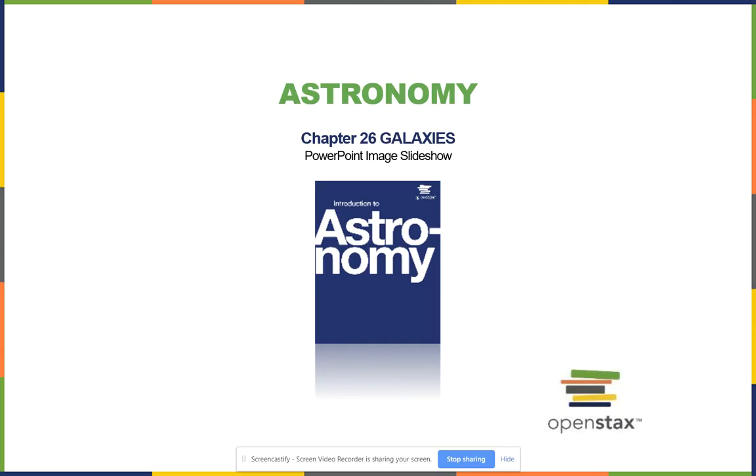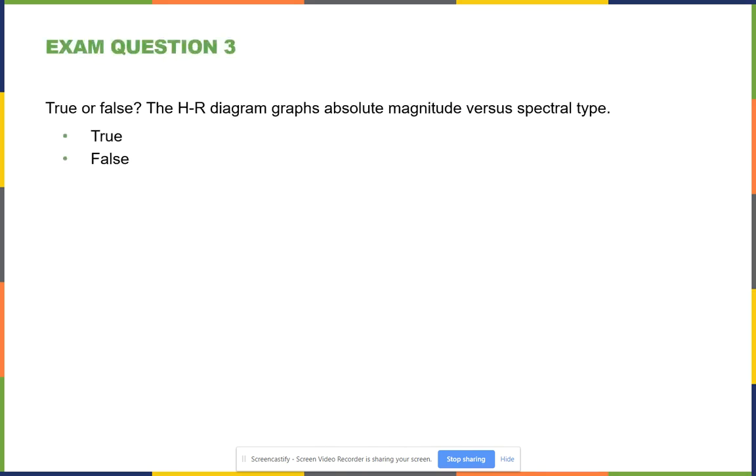Okay, so first, just going to review the questions that were most missed on the exam. So the first one, true or false? The HR diagram graphs absolute magnitude versus spectral type. I'm not going to ask you for the answer because you all gave the wrong answer.